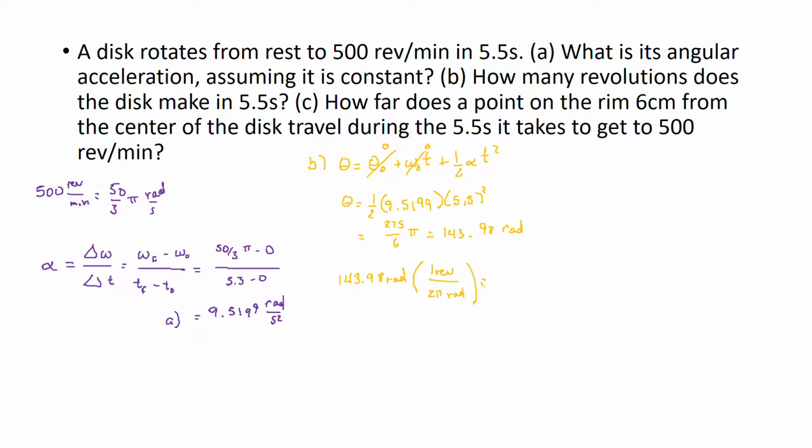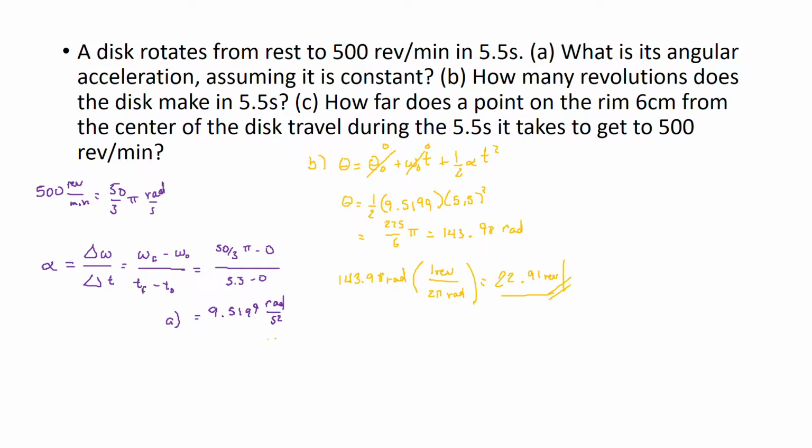Let me compute it. Here, 275 over 6 pi over 2 pi. You can write it in just one way. This is 22.91 revolutions, okay? So it has turned almost 23 times. So this over here is my second result.